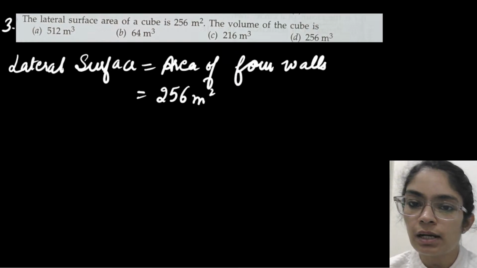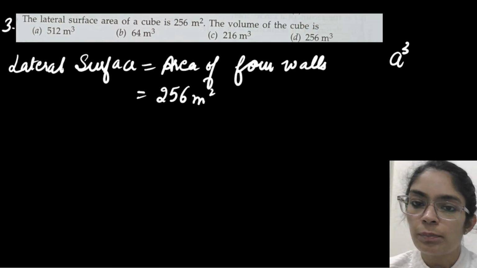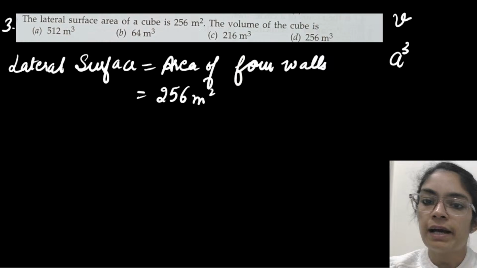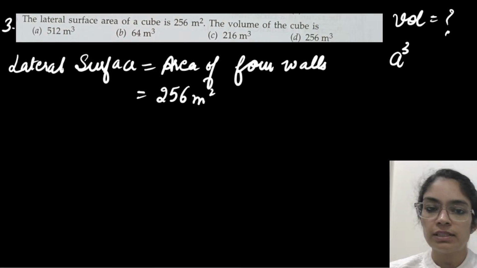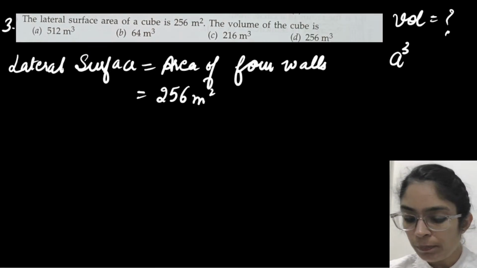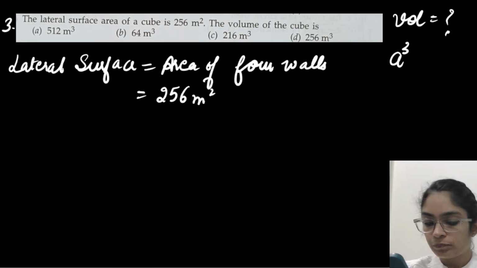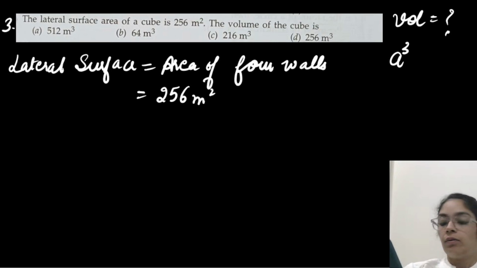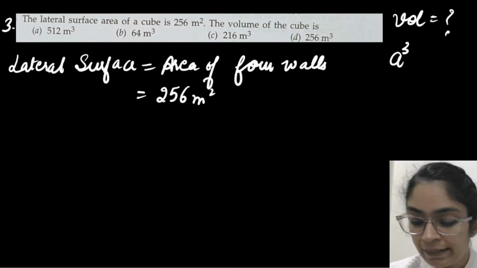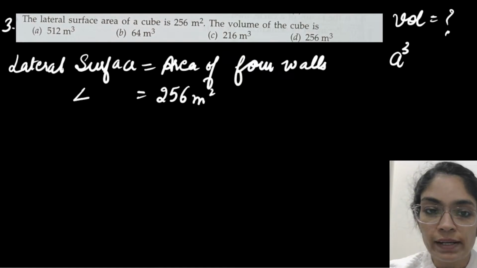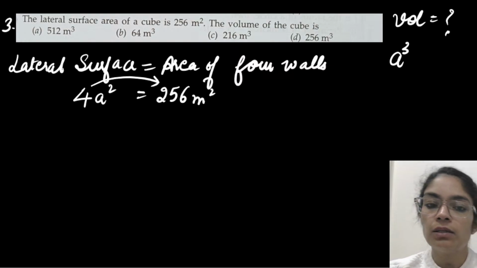Volume of the cube's formula is a cube. That means we have to find the value of a. So we'll make use of the lateral surface area formula of a cube. So what is the, yes, so Shashank has also come. Okay, it's okay. 4a square, yes. So the formula of lateral surface area is 4a square. So we'll just substitute the formula. With the help of this, we'll find the value of a.